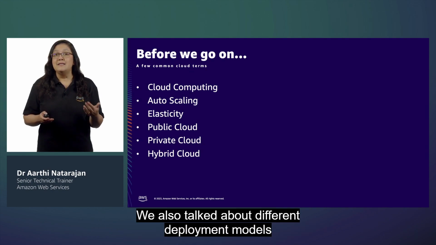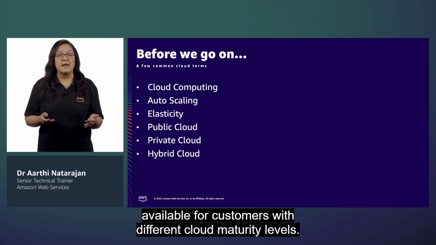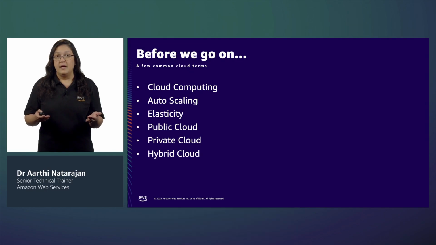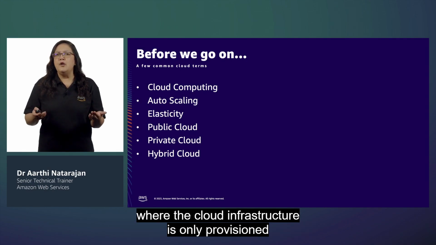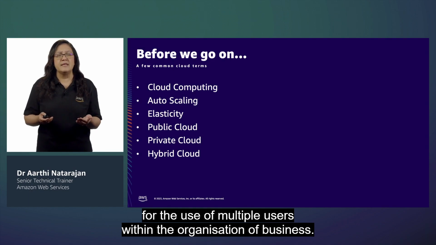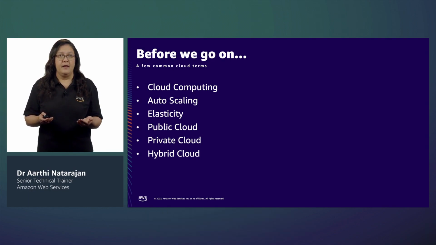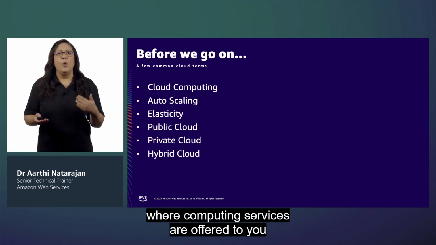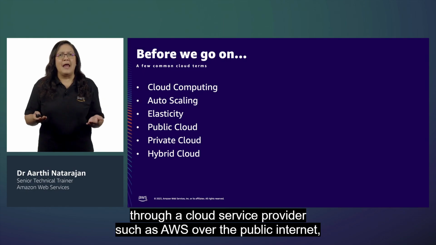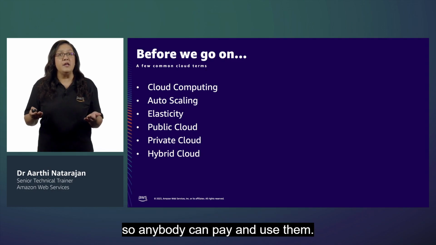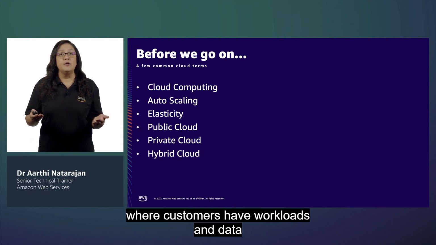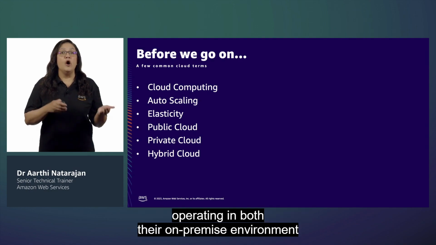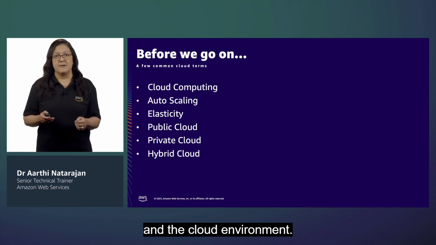We also talked about different deployment models available for customers with different cloud maturity levels. You may have a private cloud within your on-premise environment where the cloud infrastructure is only provisioned for the use of multiple users within the organization or business. Public cloud is what we've been discussing so far, where computing services are offered to you through a cloud service provider such as AWS over the public internet, so anybody can pay and use them. And finally, we also talked about a hybrid model where customers have workloads and data operating in both their on-premise environment and the cloud environment.